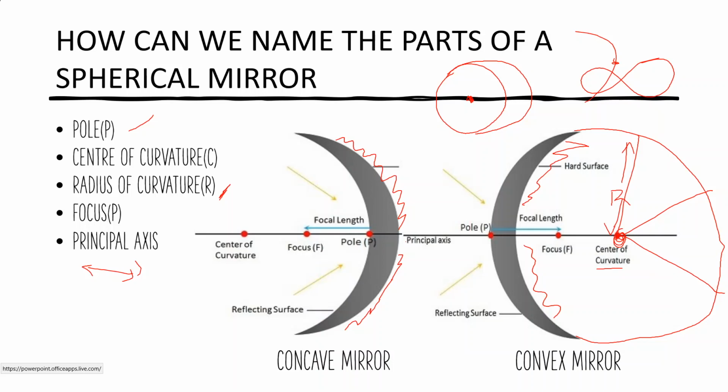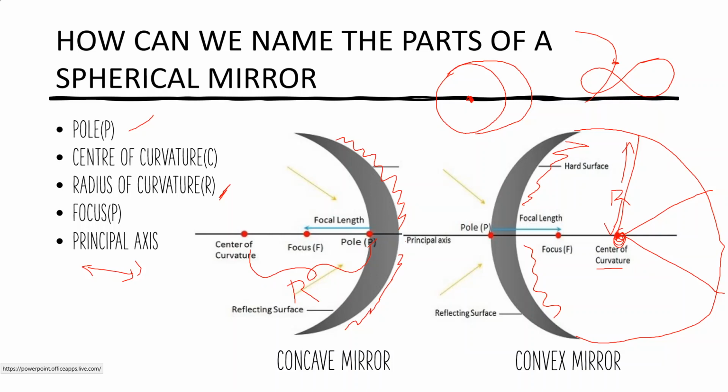We all know about latitudes. Why are we naming Tropic of Cancer and Tropic of Capricorn? They are latitudes, but they have some special significance. The same goes for the pole of the mirror: just a point among infinite points. That is the pole. The distance from the center of curvature to the pole is called the radius of curvature. Did you get it? Yes, you will get it.